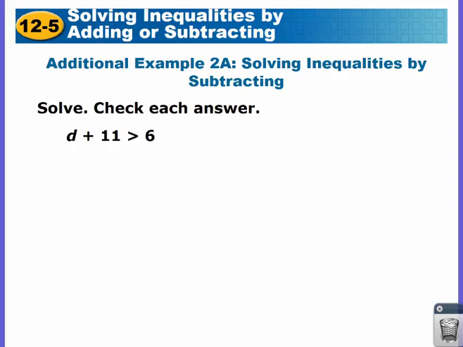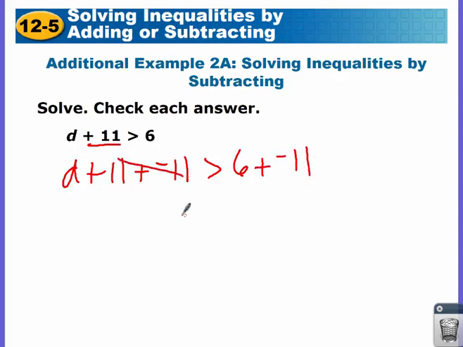Okay, so this says D plus 11 is greater than 6. So I need to get rid of that plus 11. And we do that by adding its opposite. So D plus 11 plus negative 11 is greater than 6 plus negative 11. All right, so my 11s go away, and I'm left with D is greater than, and 6 plus negative 11 will give me a negative 5.